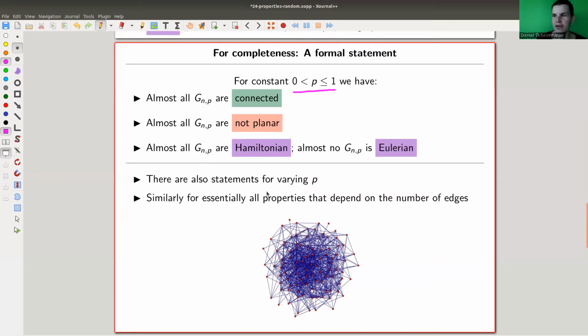As I said, there are also statements for varying P, but they're a little bit more difficult to write down, so I won't do that. And it's somehow a little bit surprising, even if you have a really, really tiny probability, like you only put an edge with 0.01, well, only in every 100th case. As soon as n is very large, you still have many edges. That's kind of the point. The only thing I can't allow is 0, obviously, because if I put edges with probability 0, then my graphs won't have many edges. But otherwise, everything is fine.